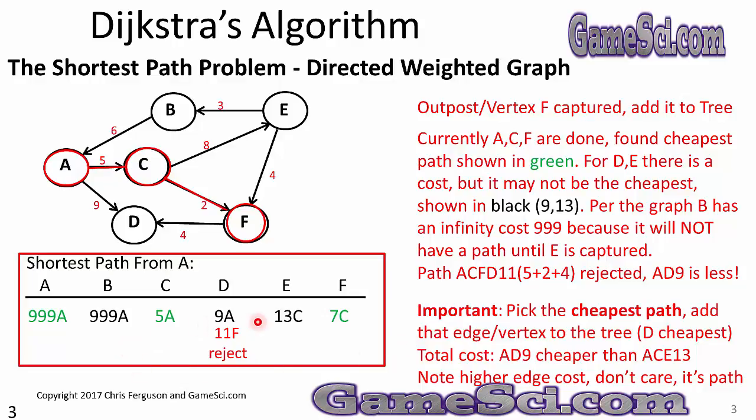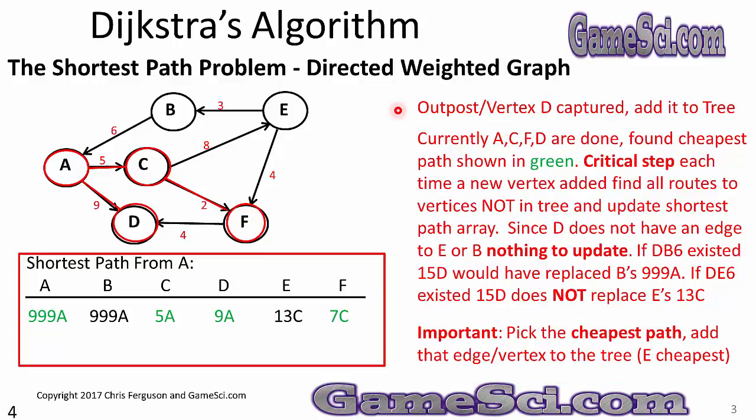D is the next cheapest path in this array. The total cost A to D, 9, is much cheaper than A, C, E for 13. Note, higher edge costs, we don't care. It's the entire path that we're looking at. What is the total cost to get to D versus the total cost to get to E? 9 is less than 13.